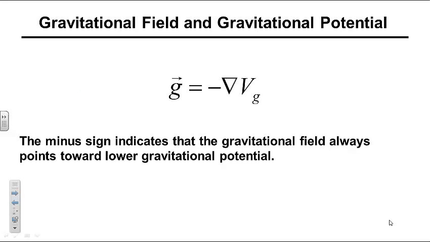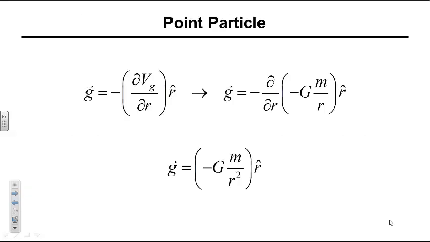We can also determine the gravitational field from the gravitational potential. The negative sign in this equation indicates that the gravitational field always points toward lower gravitational potential. For example, we can calculate the equation for the gravitational field of a point particle from the equation for the gravitational potential of a point particle.